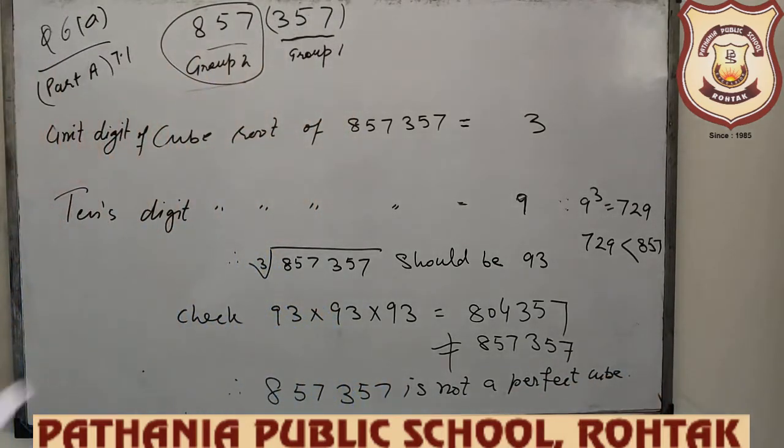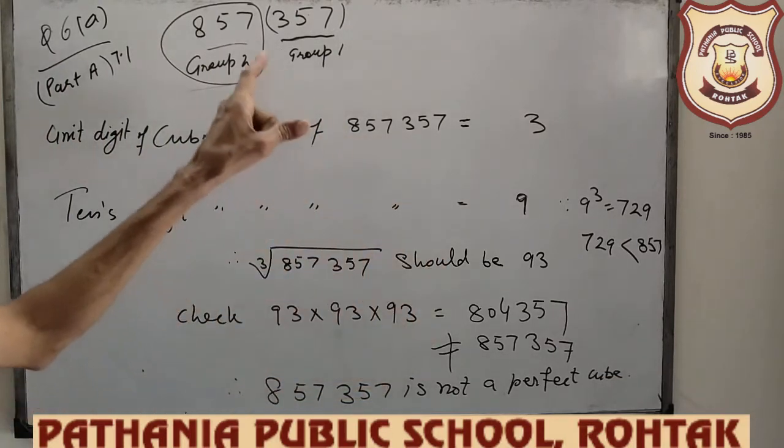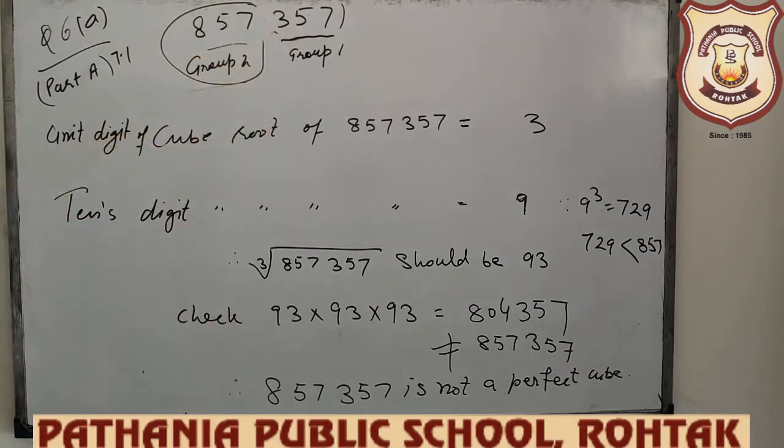If you don't want to solve it by this method, then you can try the prime factors of this number also. And you know how we can find the cube root of a number by using the prime factorization method. Otherwise, you try all the parts of question number 6 by using this method.